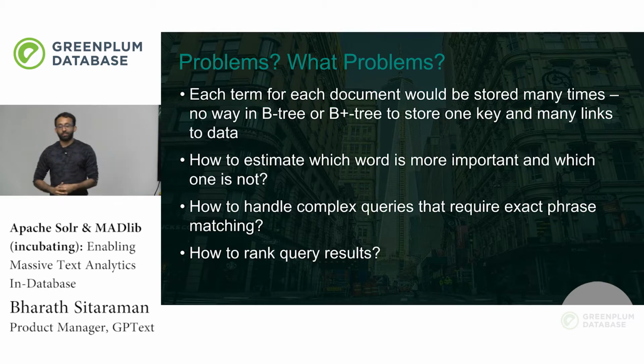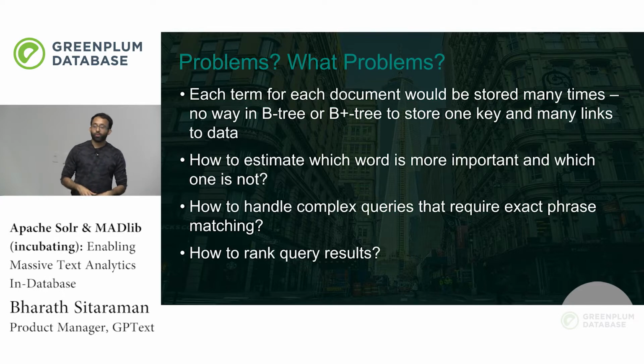The other thing is, how do you estimate which word is more important and which one is not? You'd have to search through all the records individually in order to understand how many times this word appears across the multiple records, and how important it is. How much weight do I give to this word? How do you handle complex queries that require exact phrase matching? For example, if you're not searching for individual terms, but you're searching for actual phrases, like "cool database management system" as one phrase. Or how do you rank the query results? When you don't have that holistic view, or at least an easy way to see that holistic view of the index and the words that are in it, how do you do accurate query searching and query results?